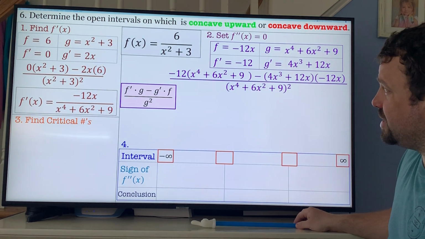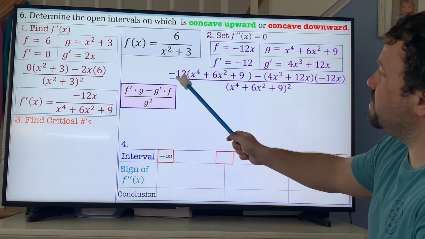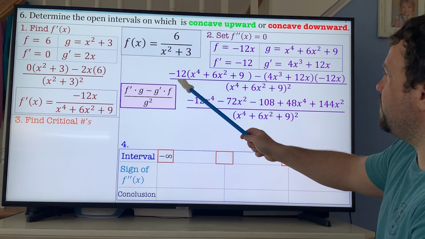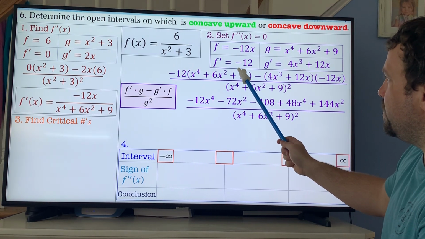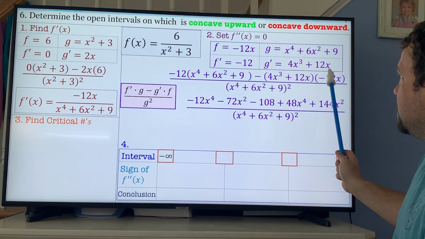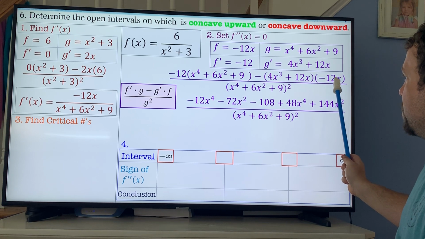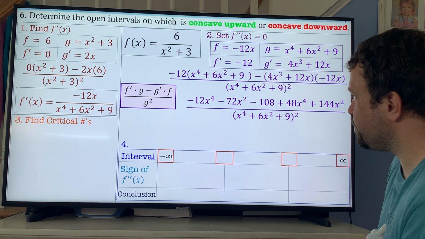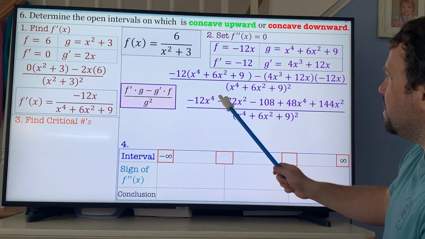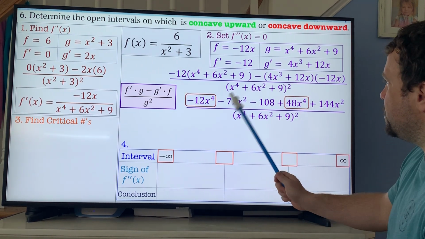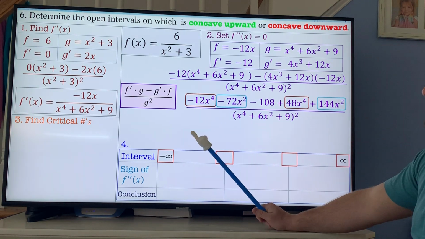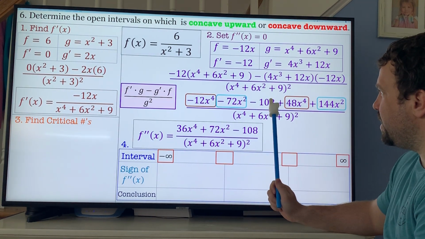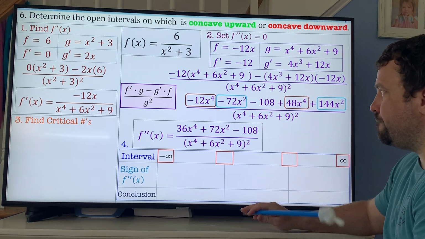Here's why you might not like this. You have to distribute. Negative 12x to the fourth, negative 72x squared, minus 108. Minus means you're multiplying these by 12x, so 48x to the fourth, 144x squared. It's a little annoying. Combine like terms. You got 2x to the fourth, 48 minus 12 is 36. 144 minus 72 is 72. And then the negative 108 stays negative 108 all over this.